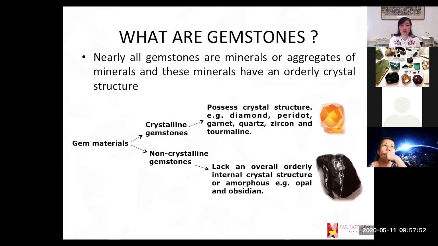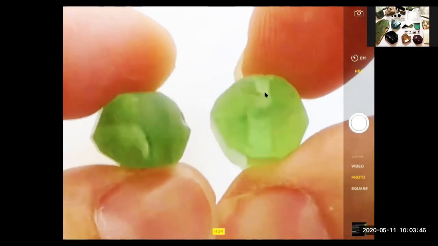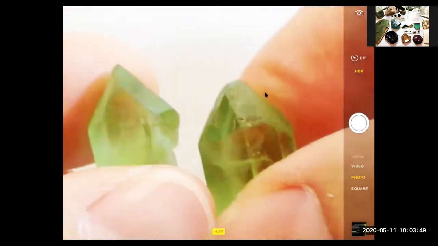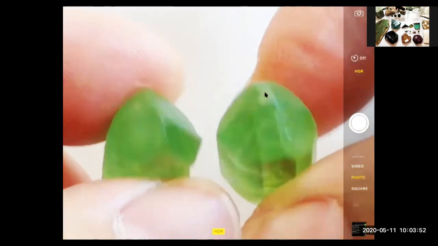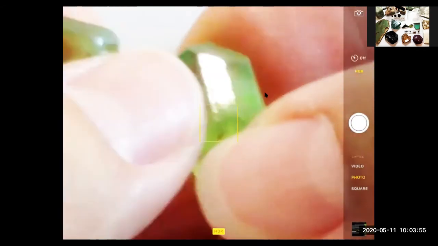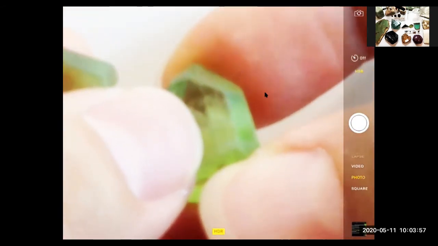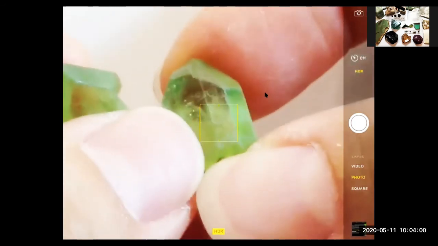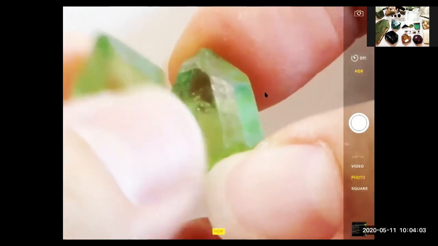So nearly all gemstones are minerals or aggregates of minerals. And these minerals have an orderly crystal structure. Orderly crystal structure means that it has a crystal shape, crystal faces. It has a certain habit. There are 2 different pieces, but they have the same kind of cross-section. That's because their chemical composition is the same, and it's very orderly. Of course, there are some differences, like the face. This one has one extra face right over here. There, one extra face, whereas this doesn't have, right?